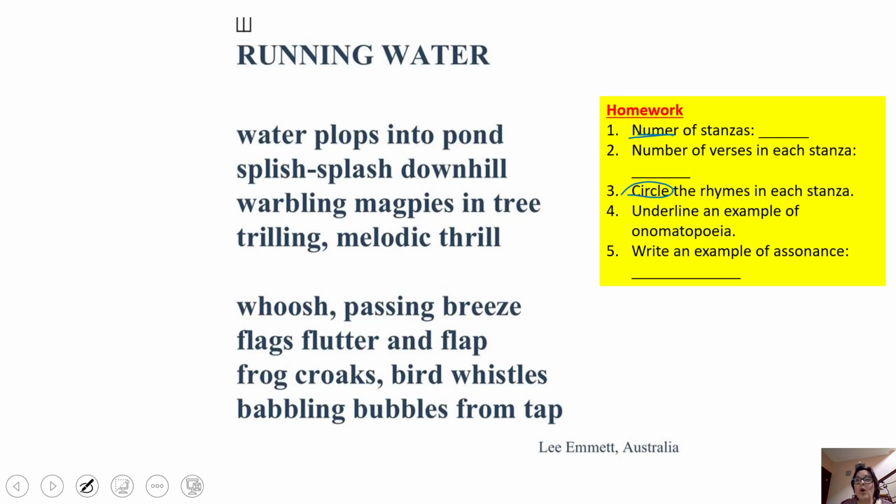Number 4 says underline an example of onomatopoeia in the poem. And number 5, write an example of assonance. Where do you find assonance in the poem? So write it in here. Okay, in your notebooks obviously, and then send me the picture.